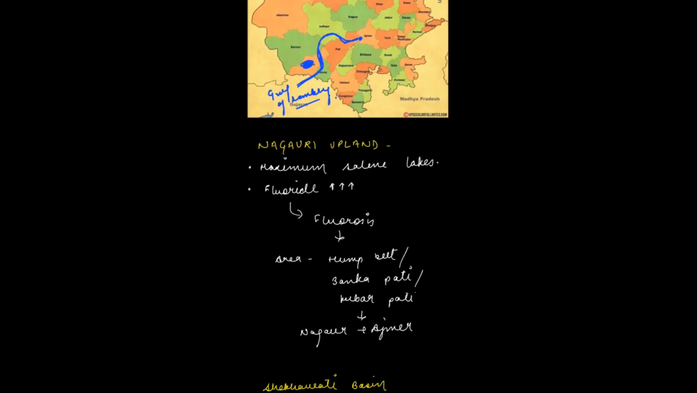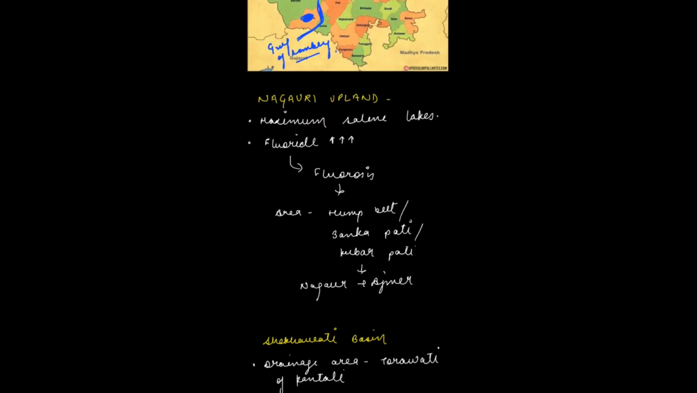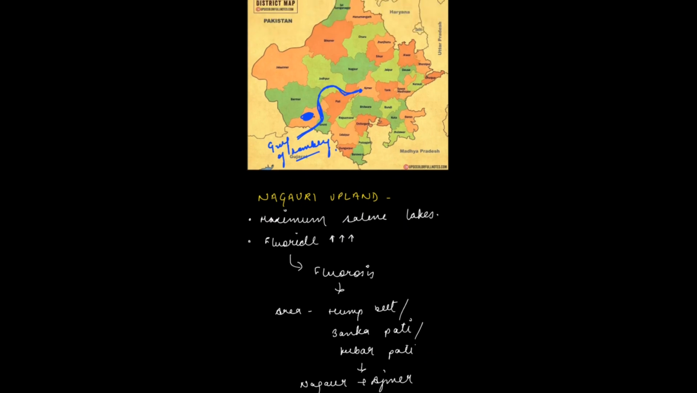Then we are moving towards the Nagauri upland. This is the Nagaur region, and the area slight of Ajmer is also taken in the Nagauri upland region. So let's see the facts. The Nagaur upland region is rich in fluoride, and due to fluoride, fluorosis problem occurs.